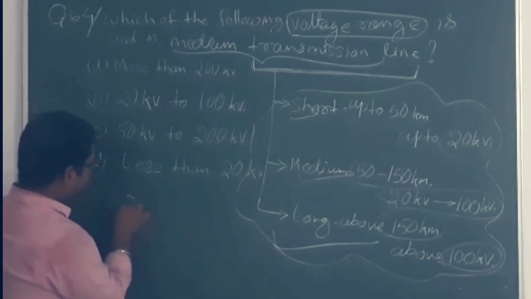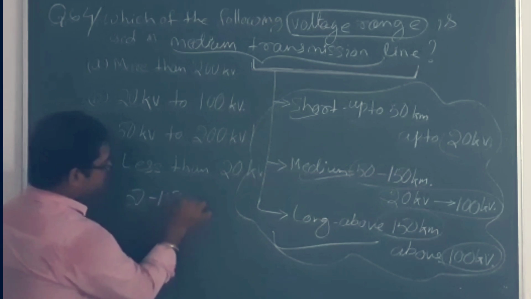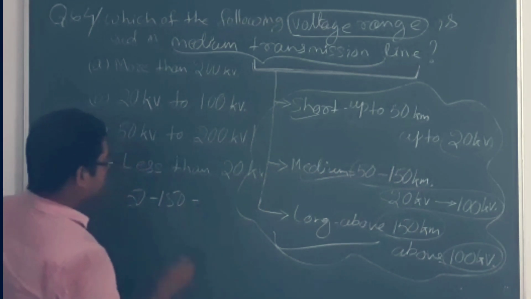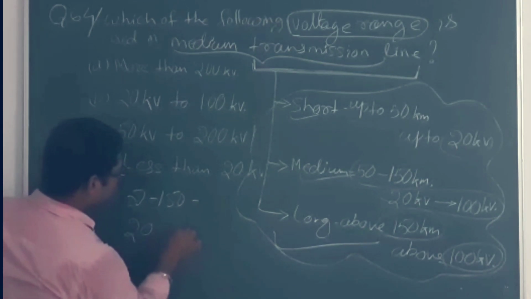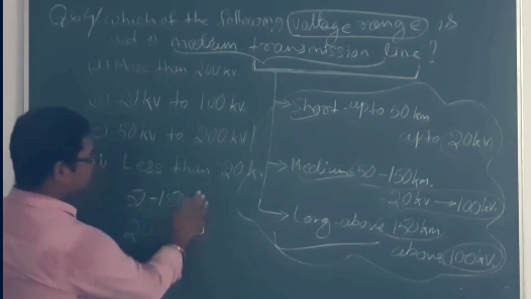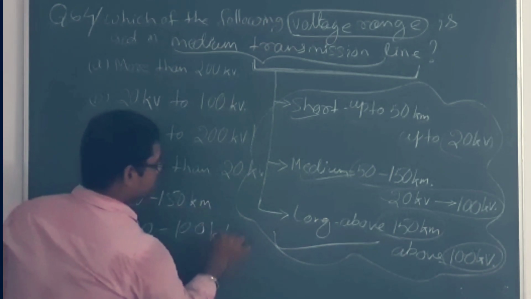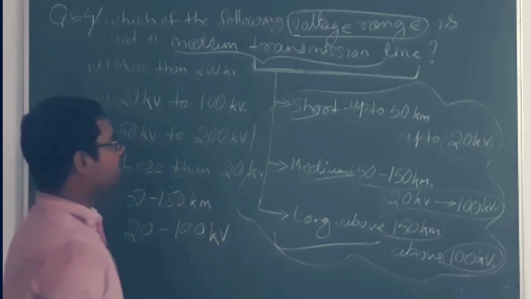One is 50, then 150, then 20, then 100. Only you have to remember this. This is for kilometer, this is for kilovolt. Okay, then you can remember all these things.